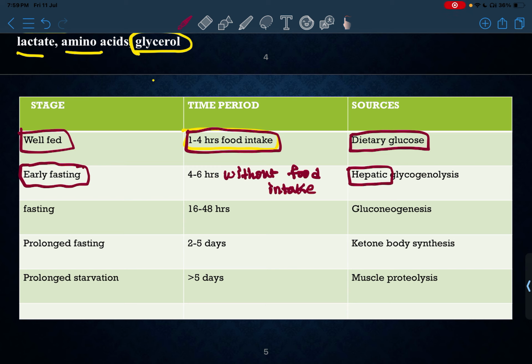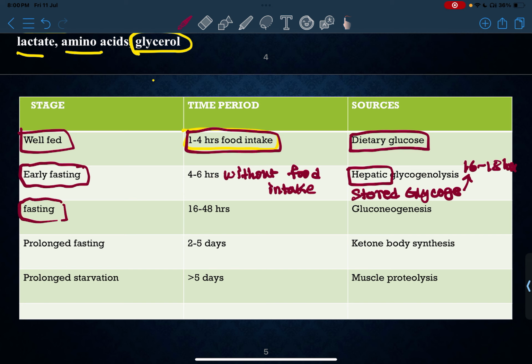Next, the stored glycogen is finished within 16 to 18 hours. So what will happen after this stage? We need to provide this glucose. So next, the source of glucose is gluconeogenesis, that is in the fasting stage. What is the fasting stage? The time 16 to 48 hours without any food intake.